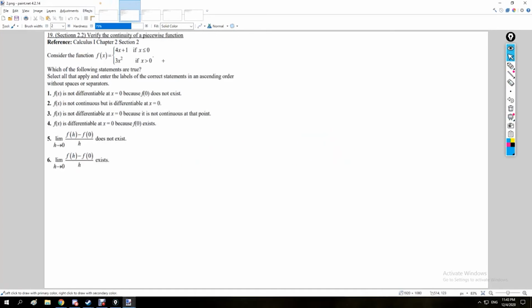Moving on to number 19, we're given a function f of x and we are given a bunch of statements. We have to know whether they are true or false. So we'll start with statement number 1, which says that f of x is not differentiable at x equals 0 because f of 0 does not exist, which is not true because as we can see here in the given, the function is defined for x equals 0 and f of 0 is equal to 1. So number 1 is wrong.